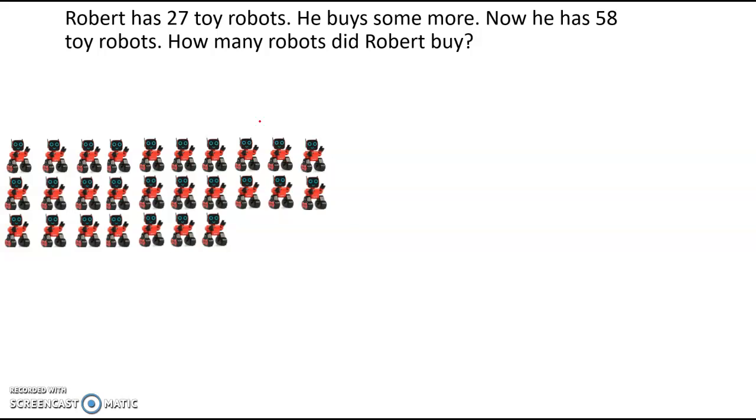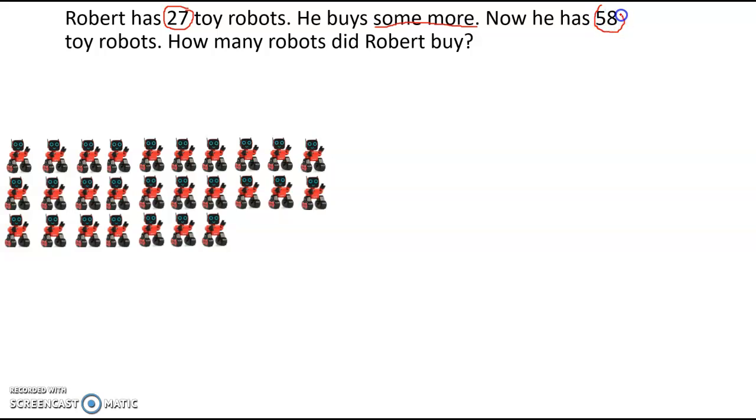So, Robert has 27 toy robots. He buys some more. Now he has 58 toy robots. How many robots did Robert buy? I've represented the 27 here that he already has. We have 10, 20, 21, 22, 23, 24, 25, 26, 27. We know he starts with 27. He buys some more. Do we know how many more? We don't. Now he has 58 toy robots. How many robots did Robert buy?